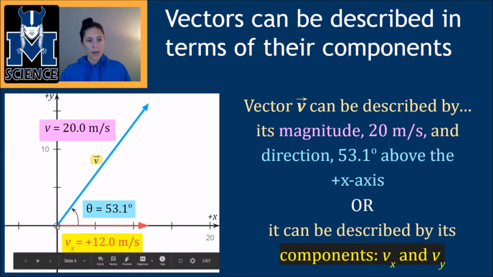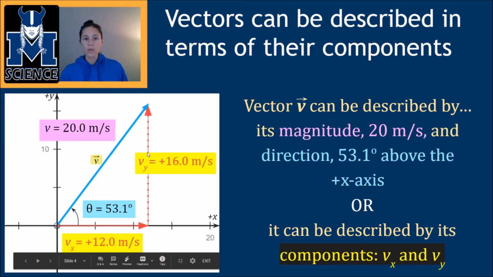Okay, so we have the x component of this vector v, which happens to be a velocity vector. And notice the units of this x component are also velocity, meters per second. Okay, so the x velocity is plus 12 meters per second. Okay, and the y velocity is plus 16 meters per second.